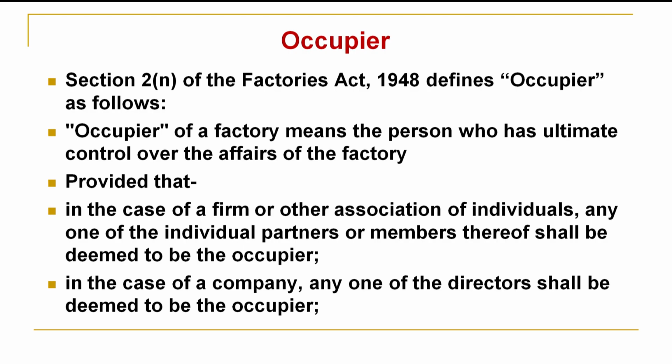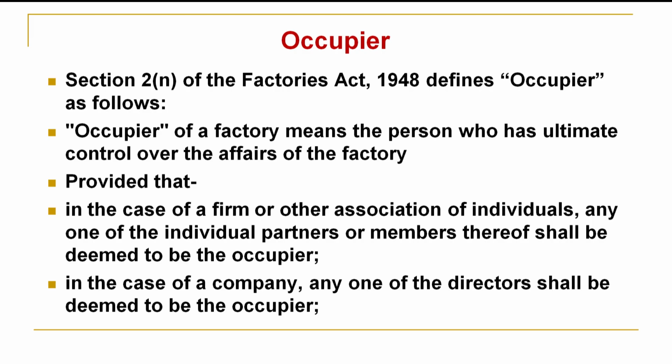The Factory Act 1948, in Section 2, defines the following. Occupier of a factory means the person who has ultimate control over the affairs of the factory. The topmost person in the factory or industry who ultimately controls the affairs of the factory is called the occupier. In case of a firm or any association of individuals, any one of the individual partners or members shall be deemed to be the occupier.